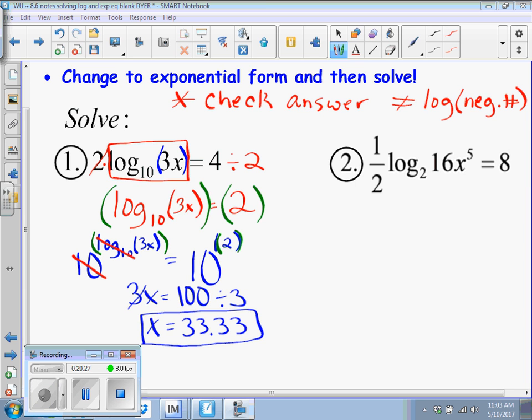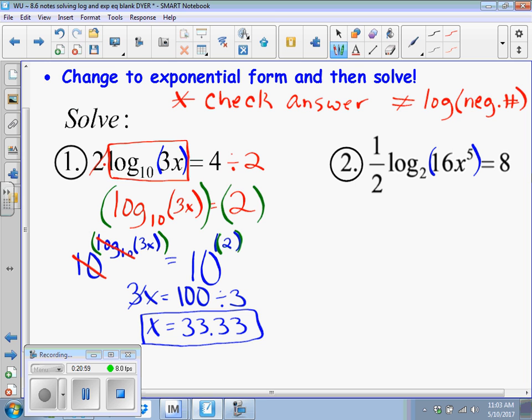Your problems are not going to put the log in parentheses, so it may help you to know it's log base 2 of all of that. Okay? So that may want to be your first step. Now, for number 1, I got 33.33. If I plug it back in, 3 times 33 is a positive number. So it's a good solution. Okay?